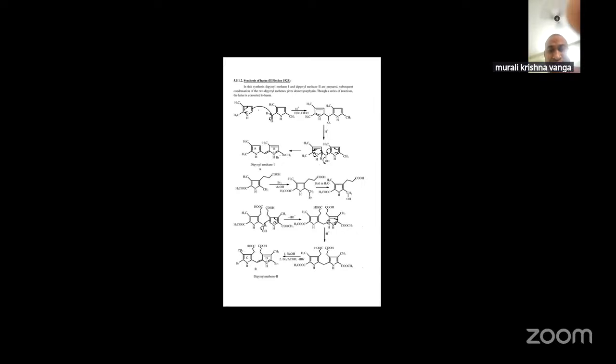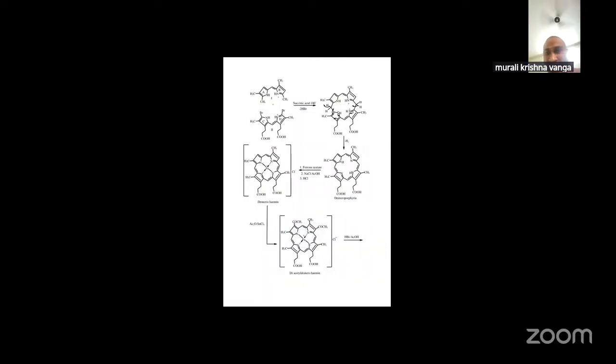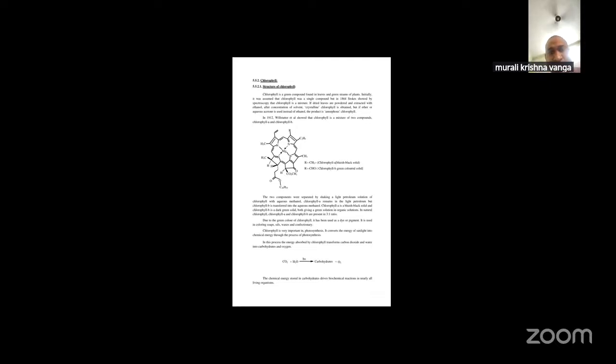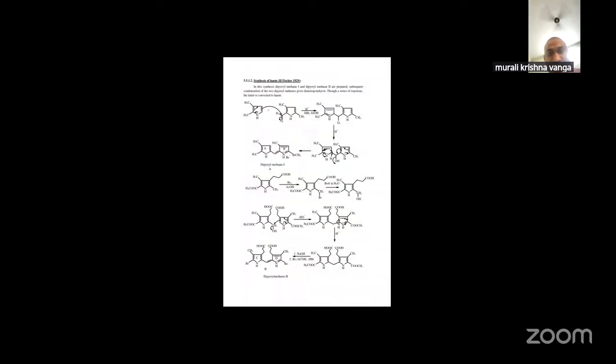This is the structure of hemoglobin, and the synthesis of heme is very lengthy. It involves a lot of steps and three to four pages. So next one, this is chlorophyll. In chlorophyll, magnesium is present in the cavity of the porphyrin ring. In hemoglobin, iron is present in the cavity of the porphyrin ring. So this is chlorophyll, and these are the hemoglobins. So the porphyrin ring occurs in natural porphyrin compounds.